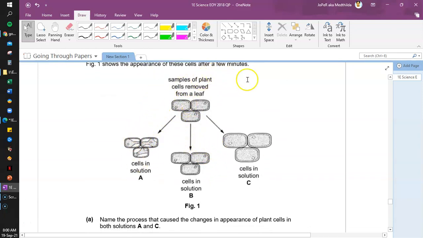This is how they look after a few minutes. Now let's look at what is happening. When it came to here, you can see the cells, and this is actually plasmolysed. This one looks the same. This one looks bigger, right? So it's swollen, or we will term it as turgid.